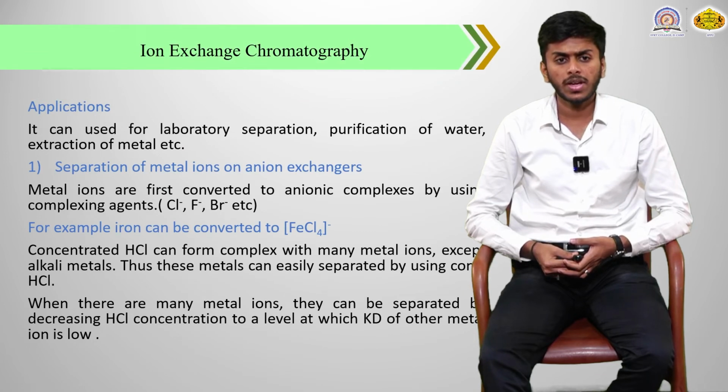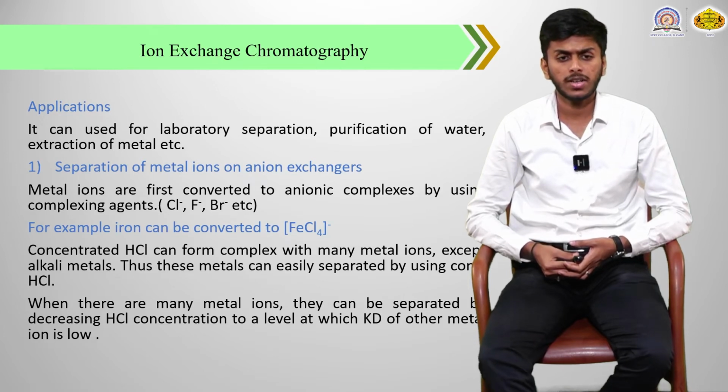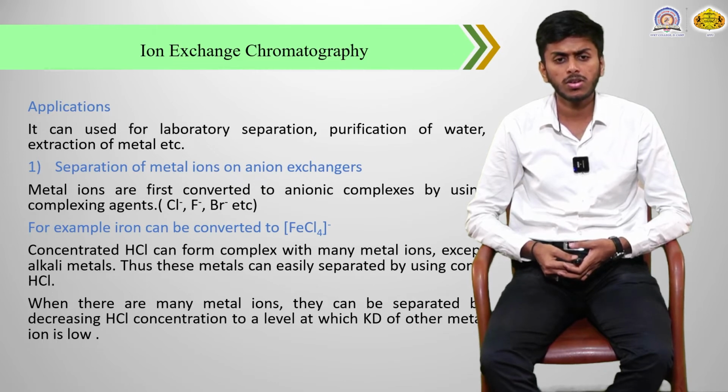Ion exchange chromatography applications. It can be used for laboratory separation, purification of water, extraction of metal, etc. First is separation of metal ions on an ion exchanger. Metal ions are first converted to anion complexes by using a complexing agent. For example, iron can be converted to ferric chloride complex. Concentrated HCl can form complexes with many metal ions except alkali metals. Thus, these metals can be easily separated by using concentrated hydrochloric acid.